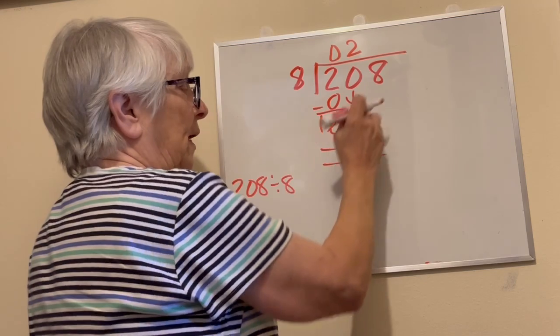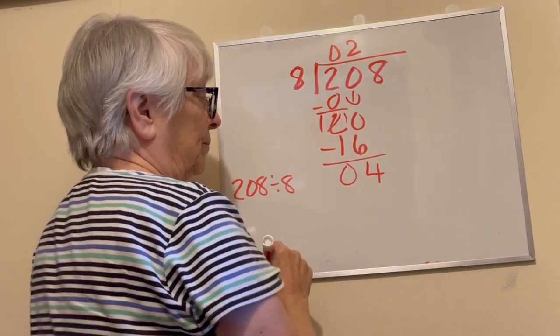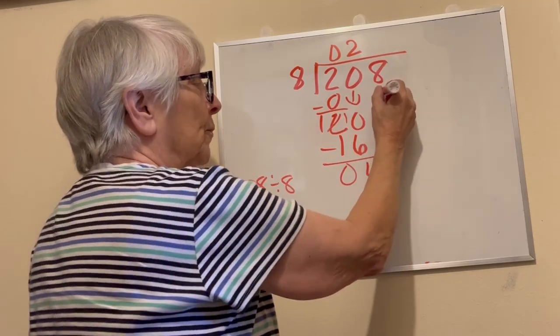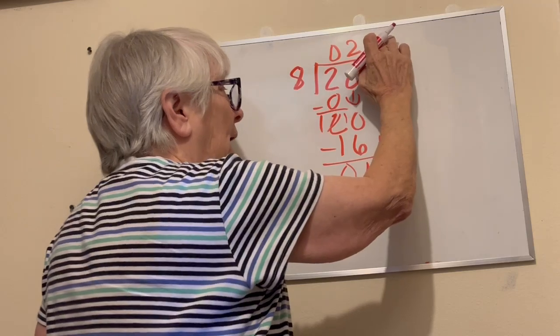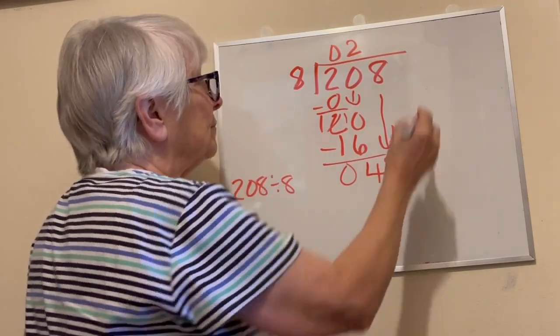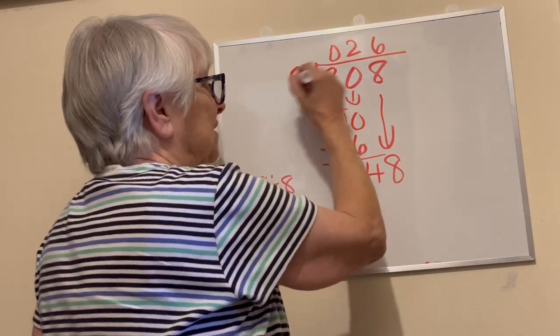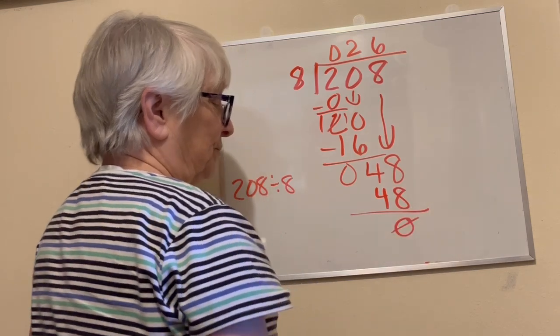You have to borrow. And 10 minus 6 is 4. 1 minus 1 is 0. I still have one more number. And if I bring a number down, I have to put a number up. So does 8 go into 48? Remember those times tables? Goes in there 6 times. And 6 times 8 is 48, and that's a 0.